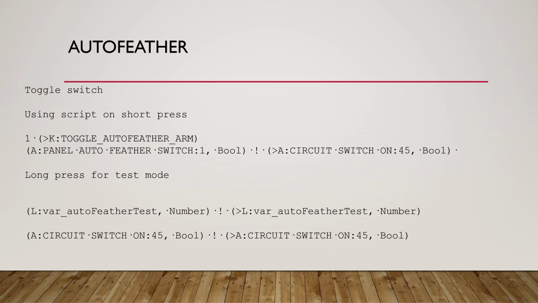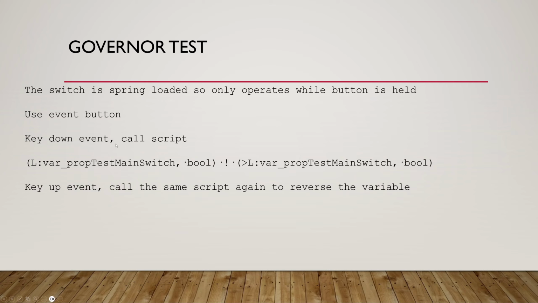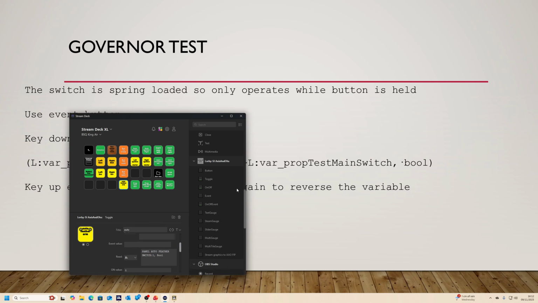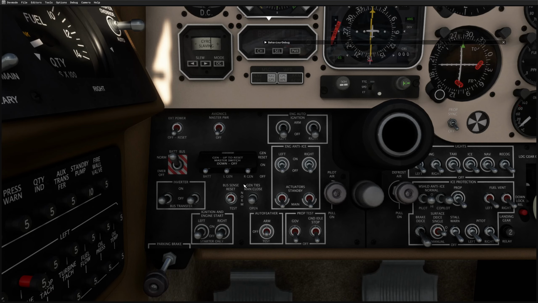And the next one is the governor test switch. Let's get into the cockpit. So we're going to test the governor in 2 different ways, testing the prop. So firstly, testing the governor.